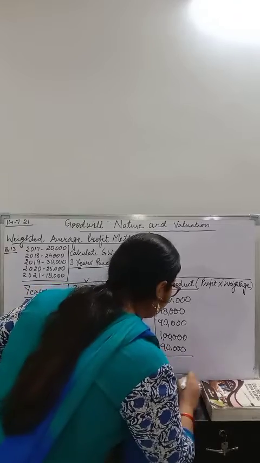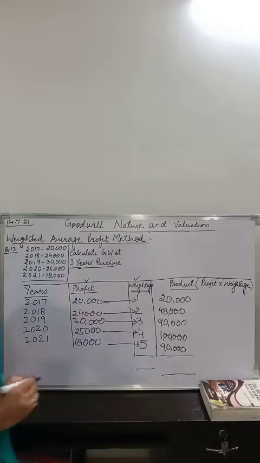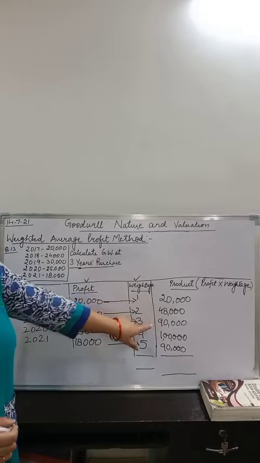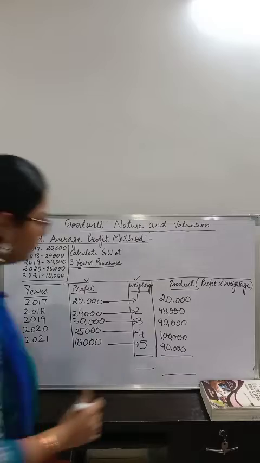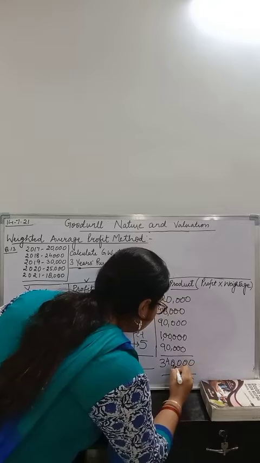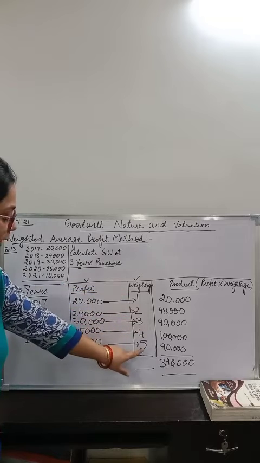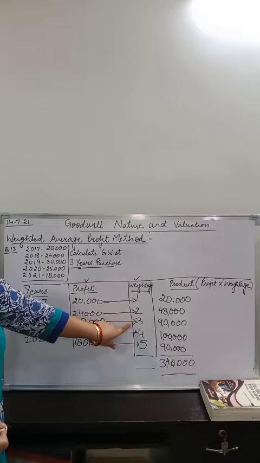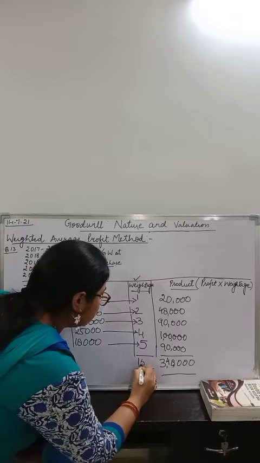We will do a total of the products and we will also do a total of weightage. Let's see how it is done. 20,000 plus 48,000 plus 90,000 plus 1 lakh plus 90,000. This will be 3,48,000 rupees, and the total of weights will be 1 plus 2, 3, 3 plus 3, 6, 6 plus 4, 10, and 10 plus 5 is 15.